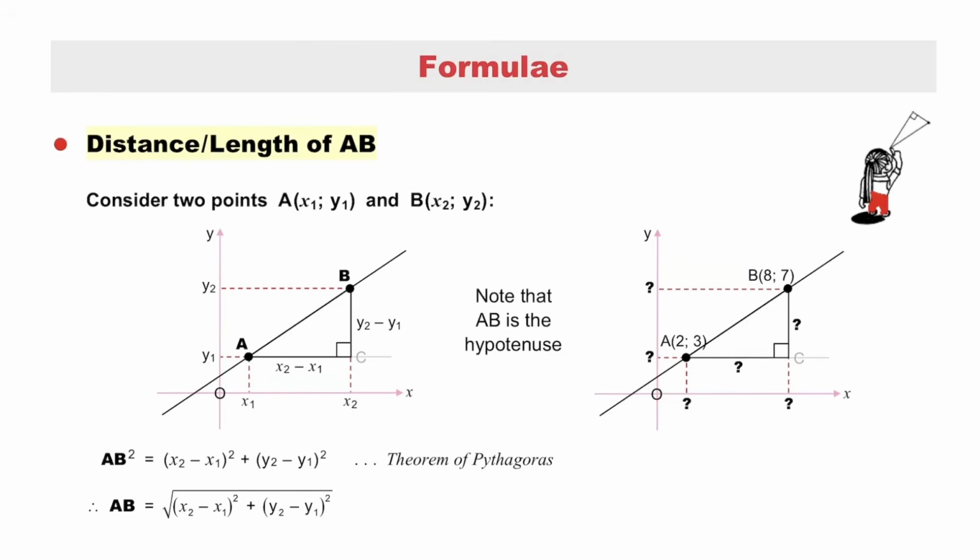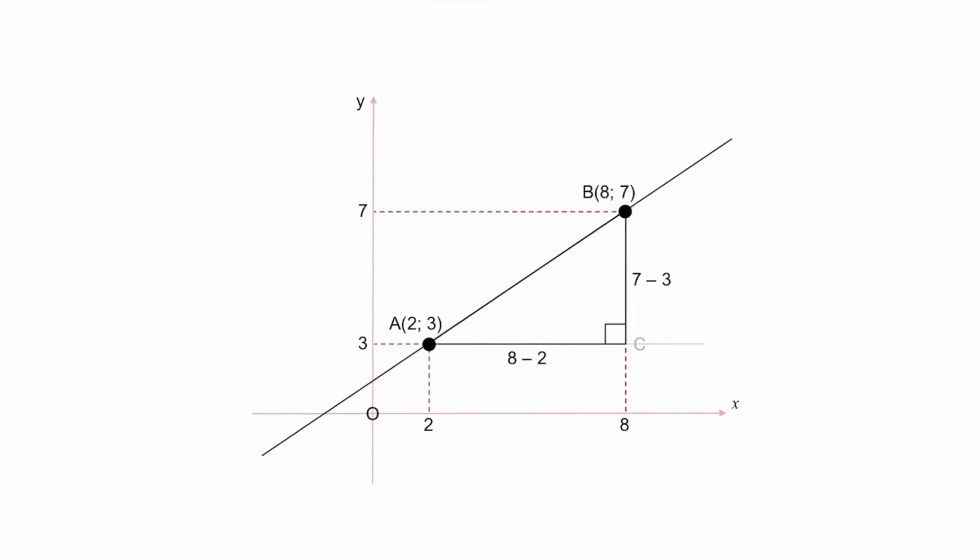But first, let us focus on this figure, where we have numerical values for the coordinates of A and B. And note the question marks on the figure. Pause as you enter the questioned values. 2 and 3, 8 and 7.